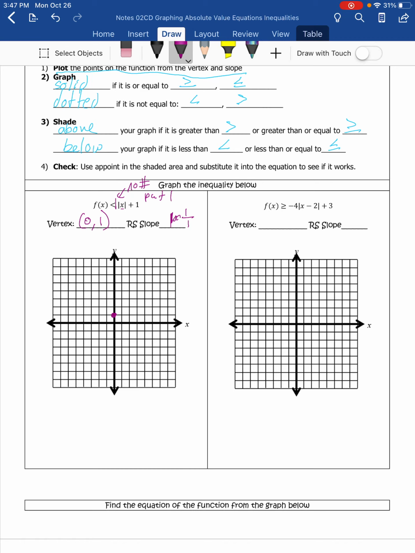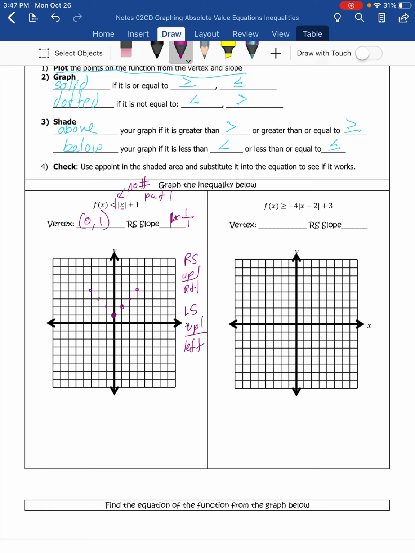Okay, and then my slope for my right side is going to be up 1, right 1. So up 1, right 1, up 1, right 1, up 1, right 1. And for my left side, I'm still going to go up 1, but remember, instead of right, you're going to go left. So this is going to be left 1. So up 1, left 1, up 1, left 1, up 1, left 1.